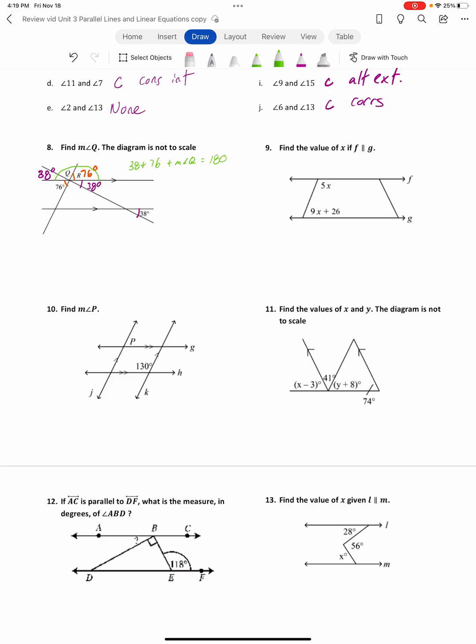So I know 38 plus 76 plus the measure of angle Q is equal to 180. So that's going to be 114 plus the measure of angle Q is equal to 180. So the measure of angle Q is equal to 66 degrees.